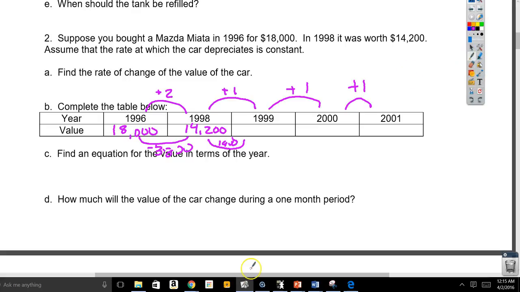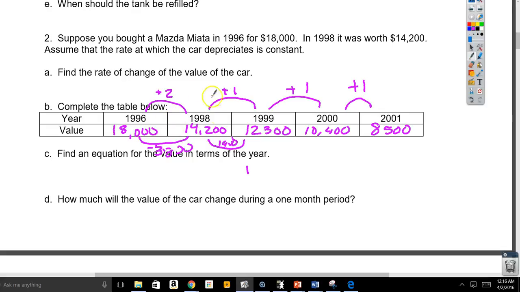So 14,200 minus 1,900 is 12,300. Minus 1,900 is 10,400. And minus 1,900 is 8,500. Find an equation for the value in terms of the year.